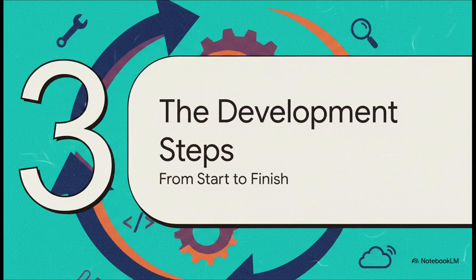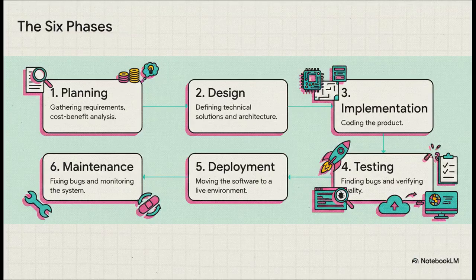Okay, now let's get to the heart of the matter. What are the actual steps in this lifecycle? So, most SDLCs follow about 6 main phases. It all kicks off with planning, which is all about gathering requirements and analyzing the feasibility of the project. Next up is design, where the technical architecture gets mapped out. Then you get to implementation. That's where the actual coding happens.